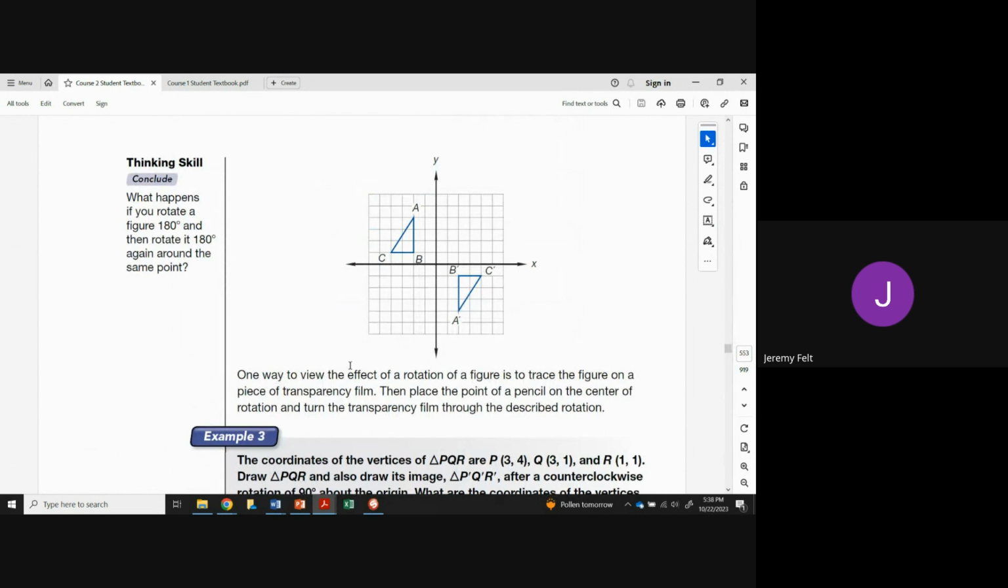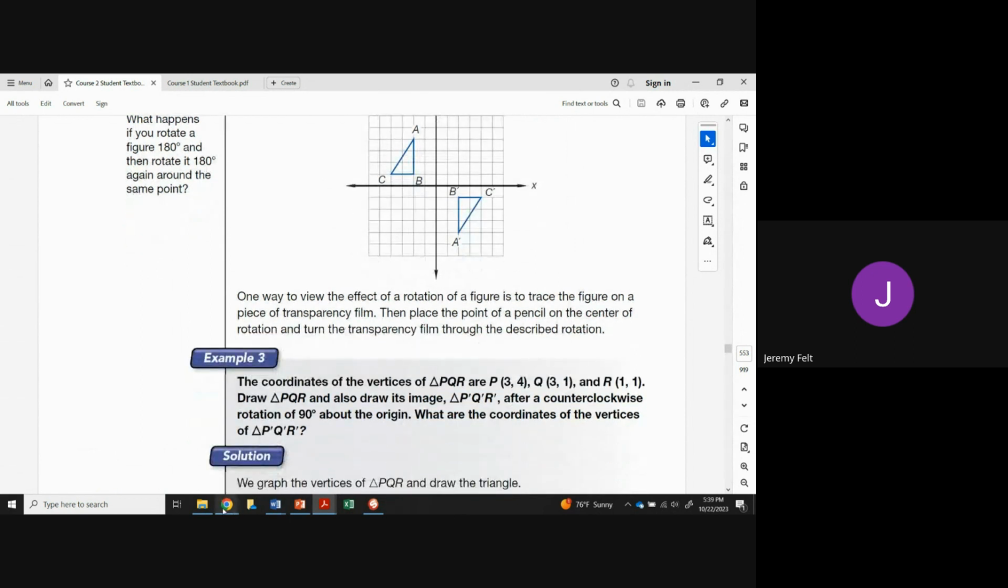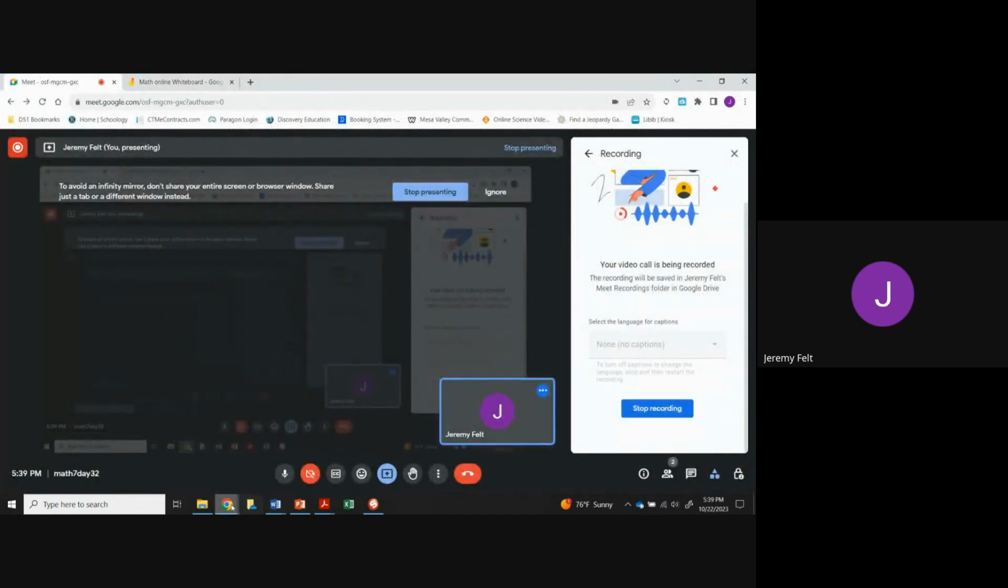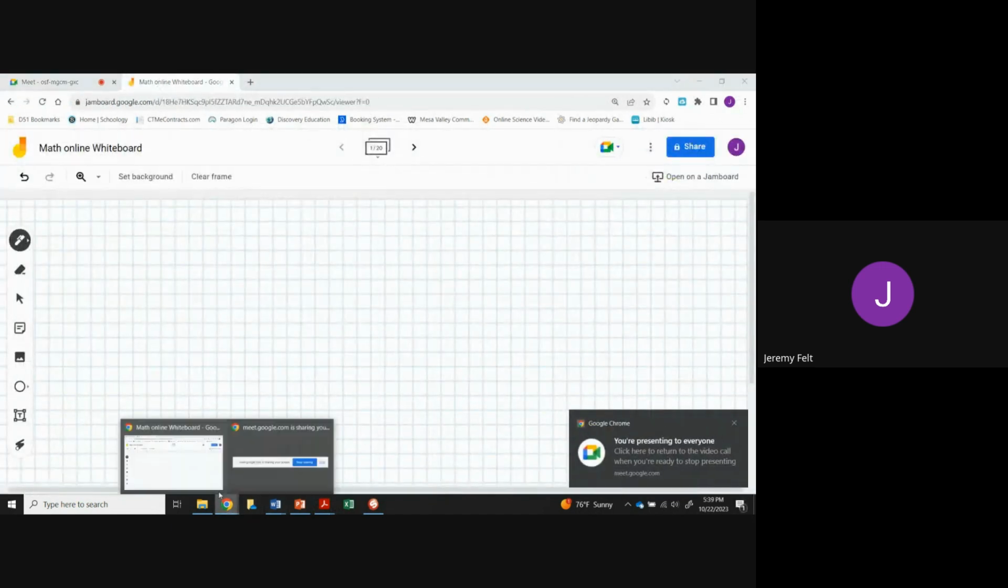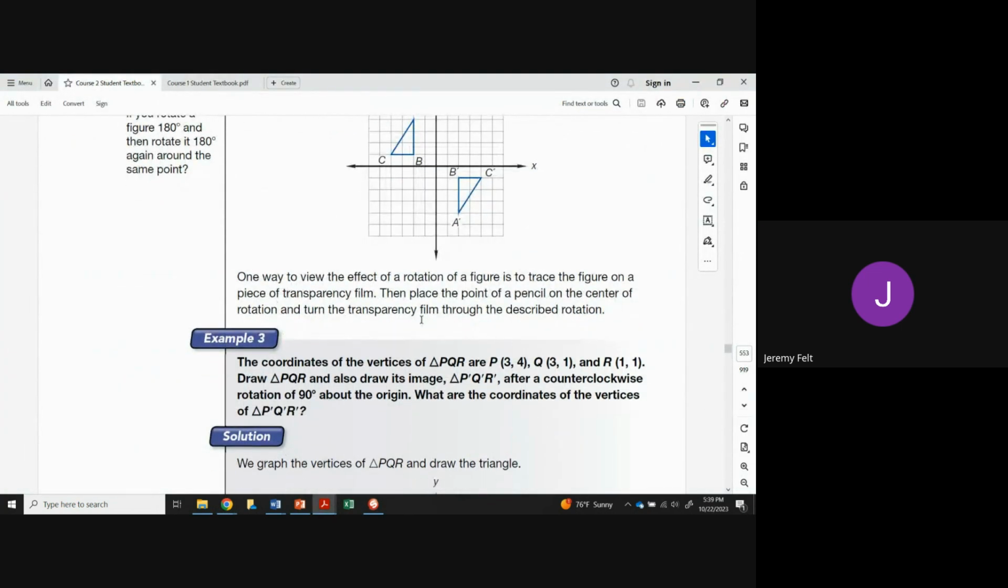One way to view the effect of the rotation of a figure is to trace the figure on a piece of transparency film, then place the point of a pencil at the center of the rotation and turn the transparency film through the described rotation. But I don't expect you guys to do that on a test, so I'm going to give you the rules here in a second. I'll let you write them down on your reference sheet.